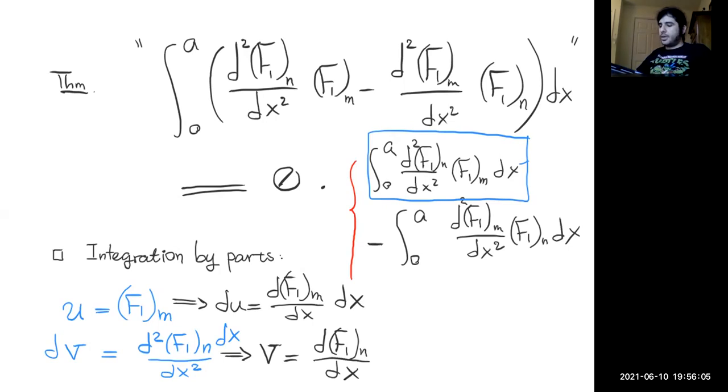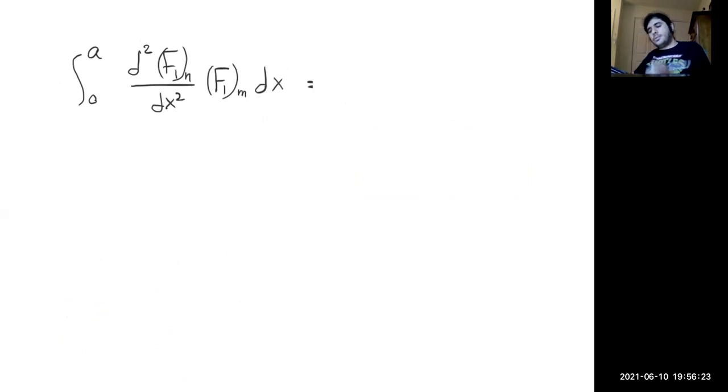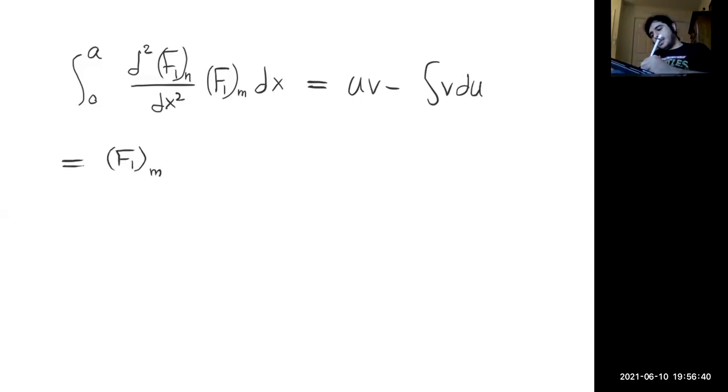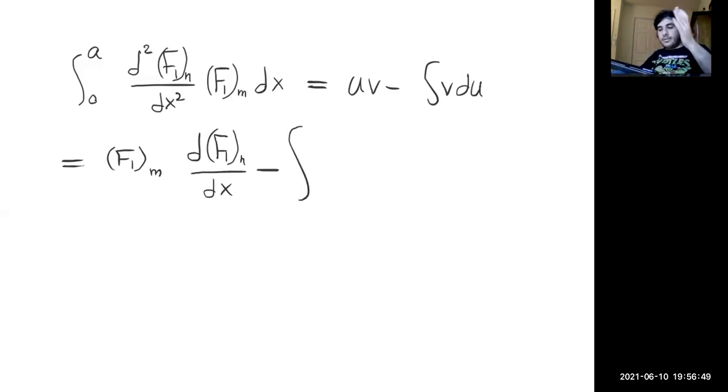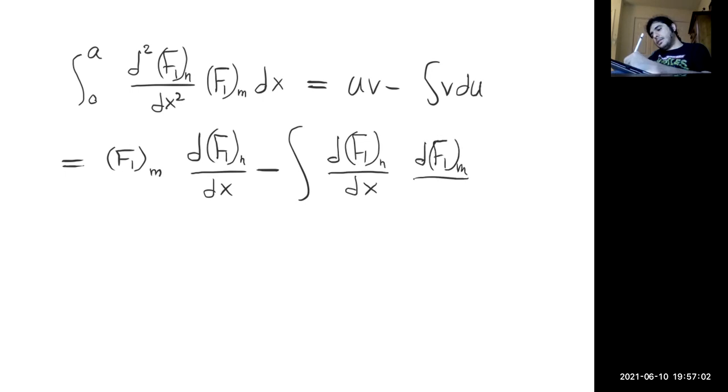So applying integration by parts, we can see the integral from 0 to a of d squared f1n dx squared f1m dx is equal to, this is u dv, it's equal to uv minus the integral of v du, right? What is uv? u was equal to f1m. What was v? It was the first derivative of f1n, df1n dx, minus the integral of v, which is df1n dx, du, which is df1m dx, from 0 to a. We have the same thing for the other integral.